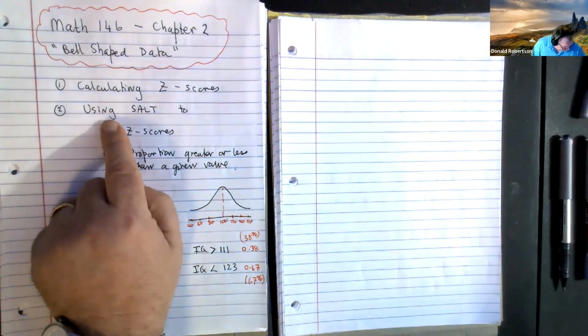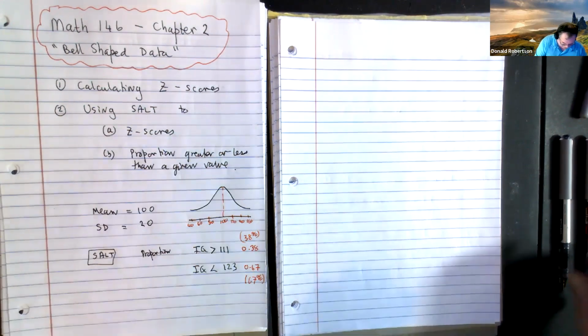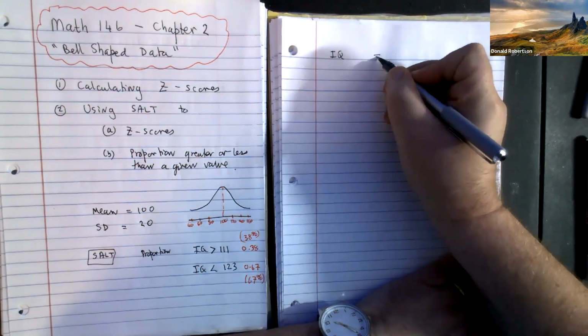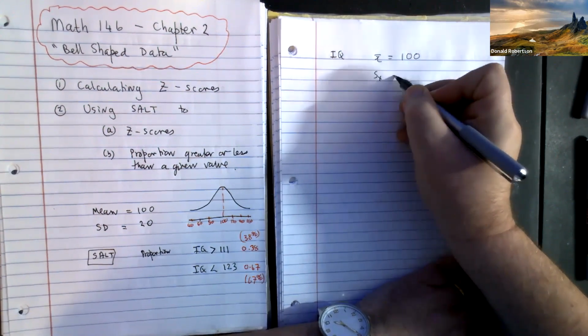So that's the first part of today. Now we're going to use SALT to do these z-score stories. So I'm going to do an IQ story. For the IQ, the mean is going to be 100, and the standard deviation is going to be 20 in my story.